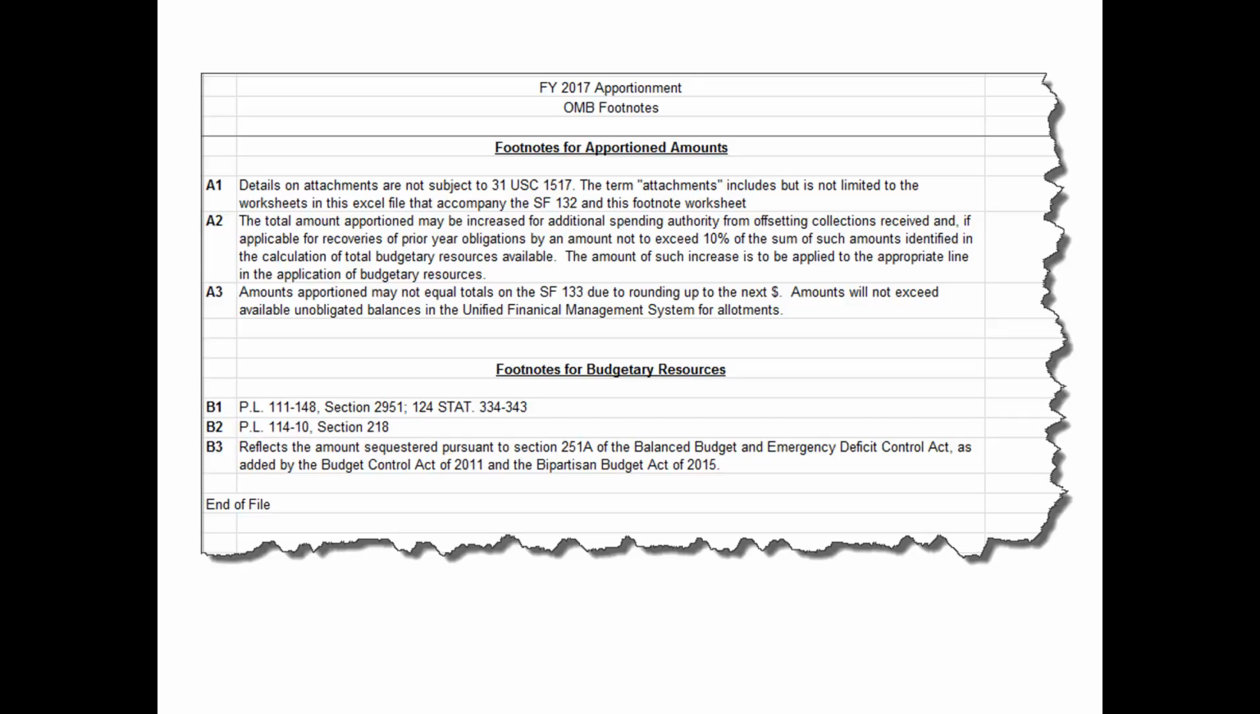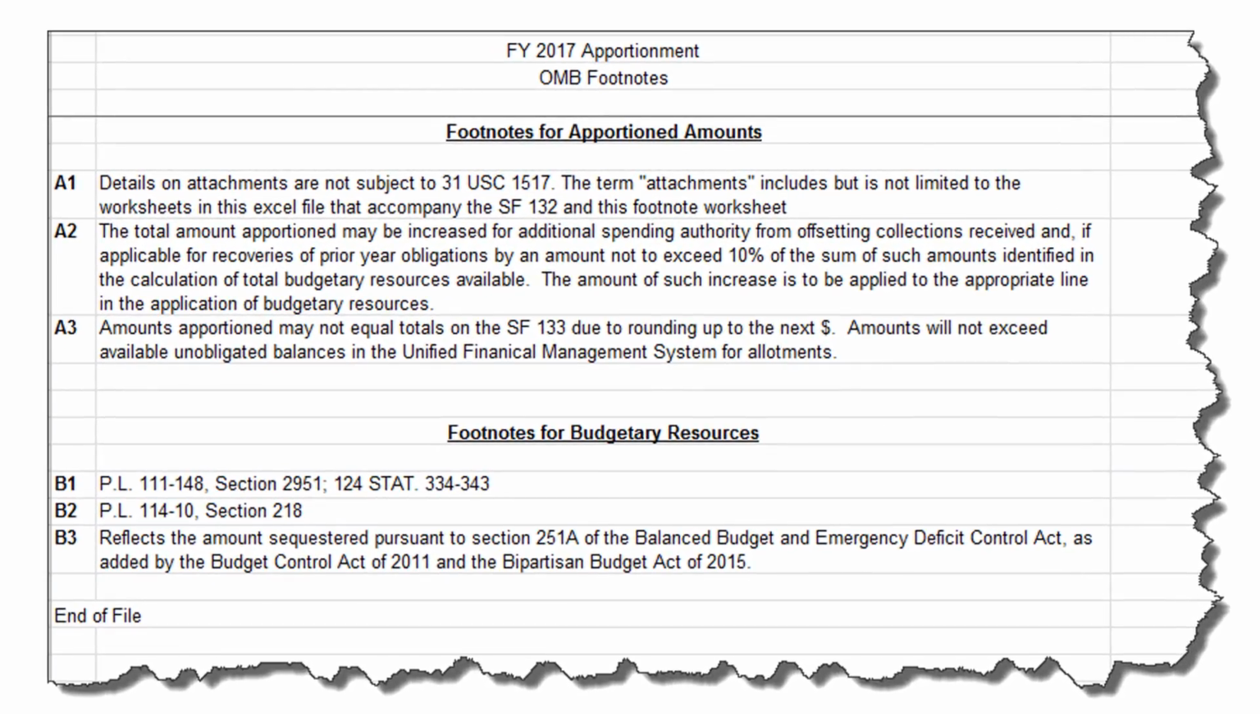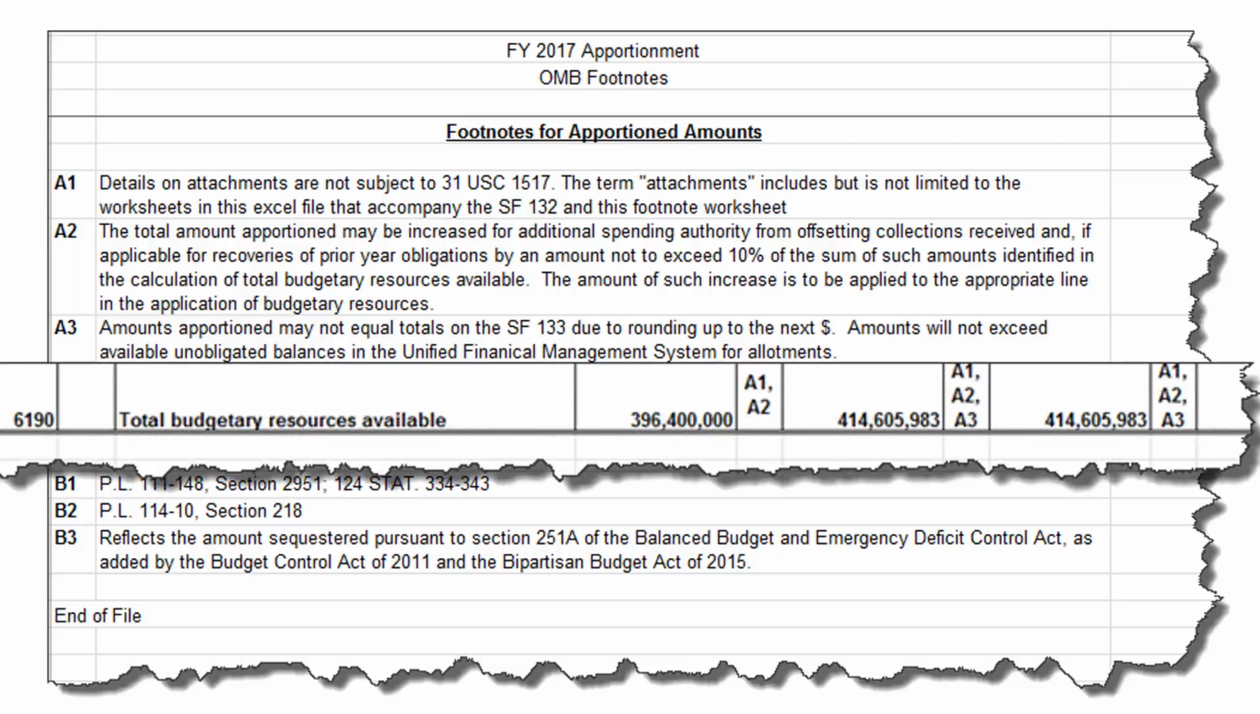It's very important that you coordinate the footnotes in the columns on the SF-132 with the footnote numbers and text on the footnote tabs. For example, if you have footnote number A1 in the OMB footnote column on the SF-132, make sure there's a corresponding footnote number A1 in text on the OMB footnote tab, and vice versa. There are several very nitpicky details to remember.